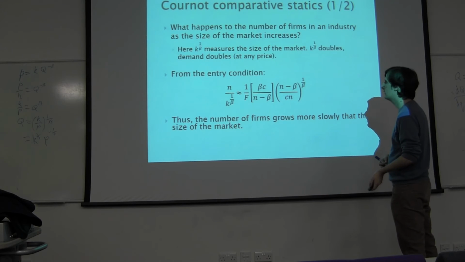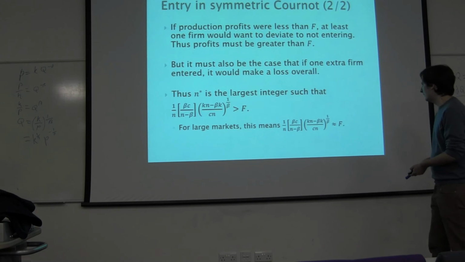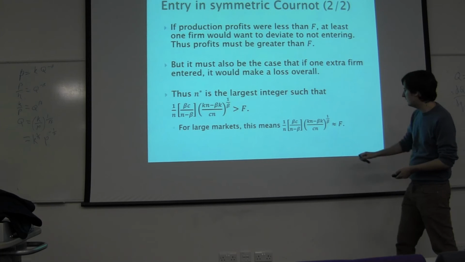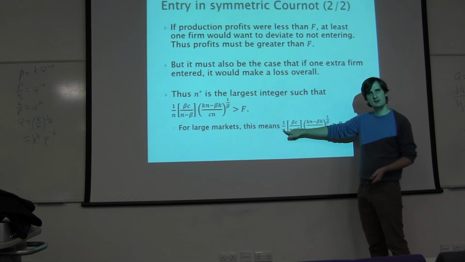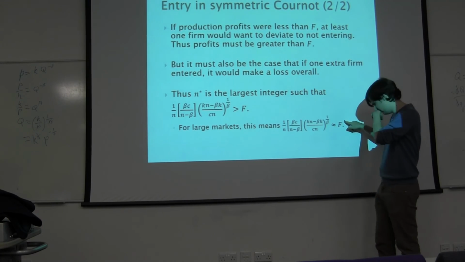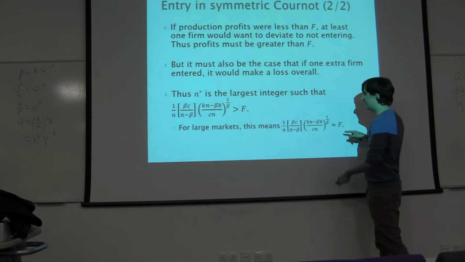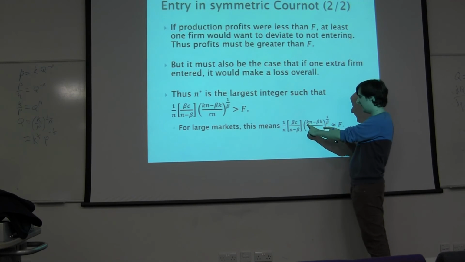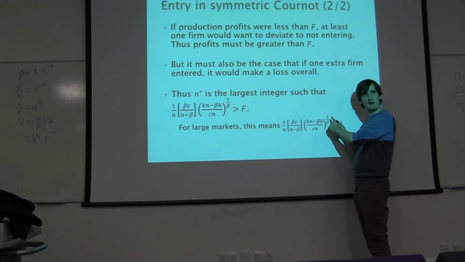That's what I'm saying. So let's look at this entry condition. We've got a 1 over n here, and we've got an F here. So that we can take the n over here, and we can take the F over there. And then inside this brackets, right, we've got a K here, we've got a K here. So we can take K out of this brackets.